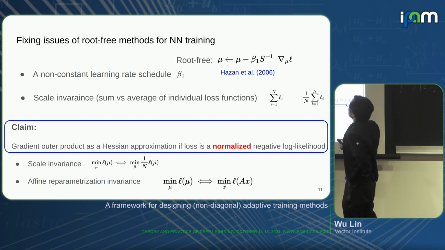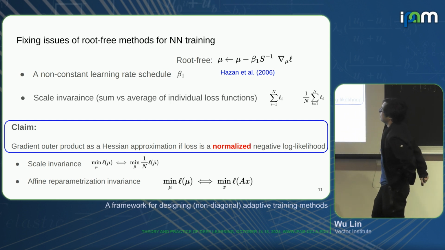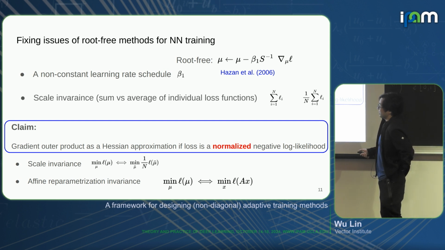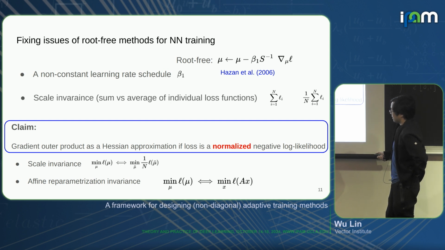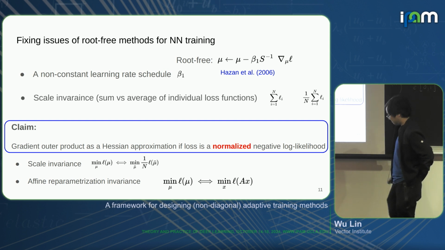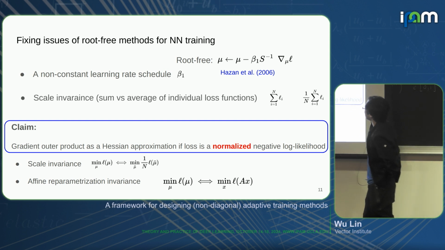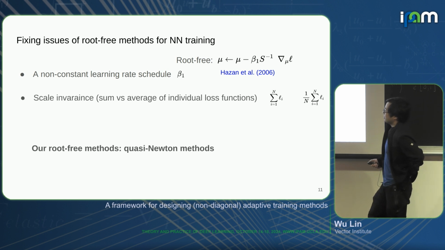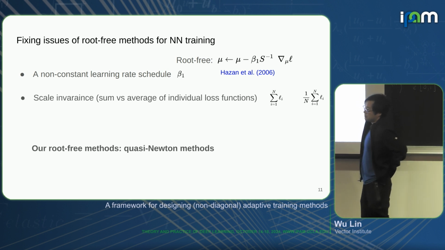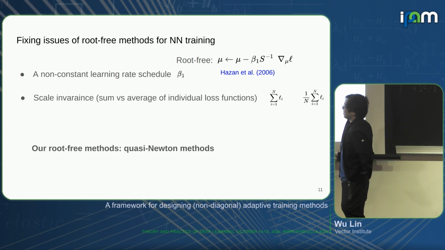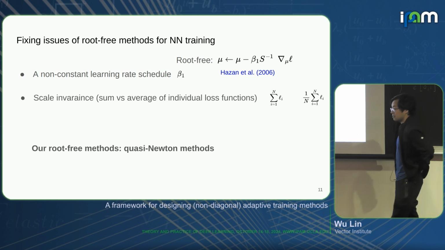And we can basically adjust the update scheme for the root-free method and make it scale invariant and also affine invariant. Which means solving these two problems should be the same. Here, A is a square non-singular matrix. It's just a linear operation. And we can show that, in fact, this is very similar to Newton's method because Newton's method is also scale invariant and also affine invariant. So we consider our method as a quasi-Newton method.